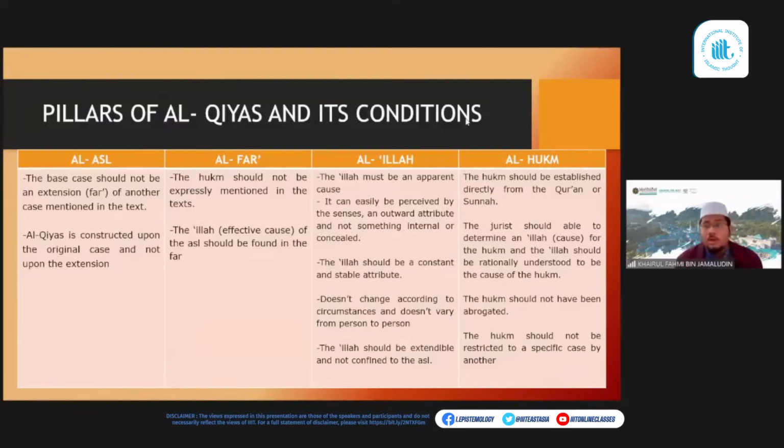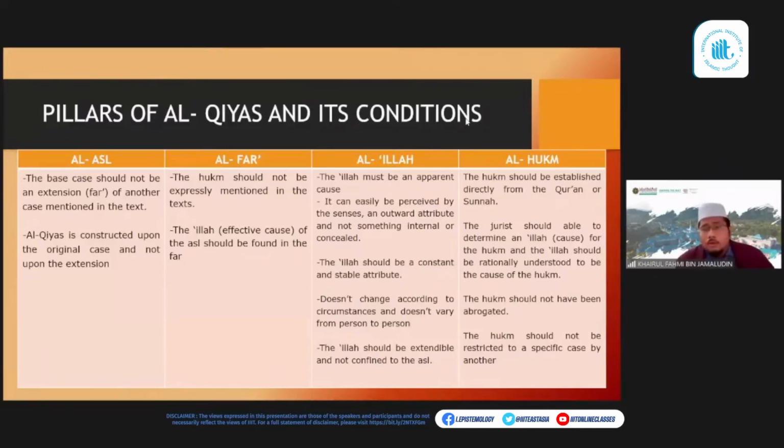And number four, al-hukm. Hukum should be established directly from Quran or Sunnah. This is the first one, the shurut. And condition number two, the jurist should be able to determine the illah, and the illah should be rationally understood to be the cause of the hukum. Number three, the hukum shouldn't have been abrogated. If this hukum has been abrogated, then that is not a good hukum. It cannot be used to do qiyas.